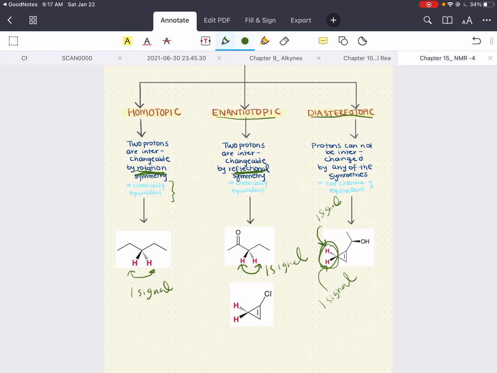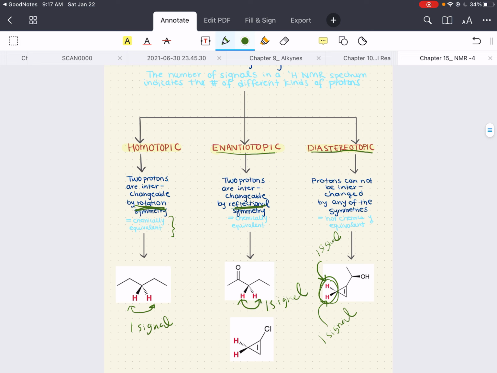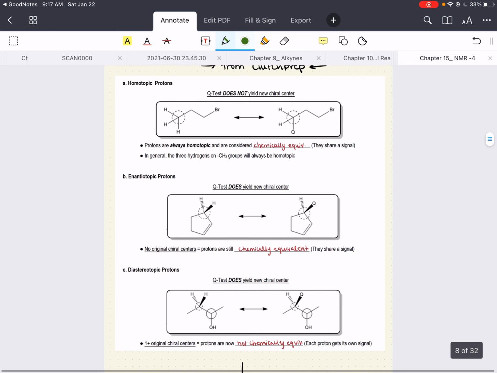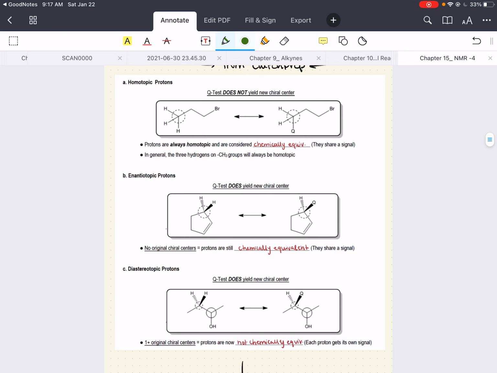So there's a really cool way to do a quick test to figure out, are these two hydrogens interchangeable by any symmetries or are they not? And how many unique hydrogen sites are there in my molecule anyway? This is a really cool chart that breaks this down. I found this online on an open source note website called Clutch Prep. They have blank notes for anyone to view, but without answers, of course.